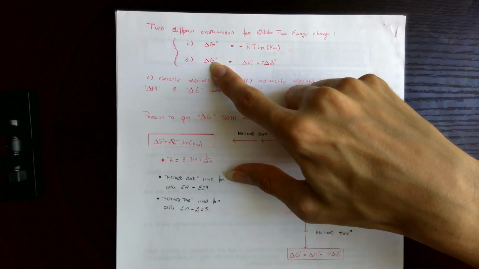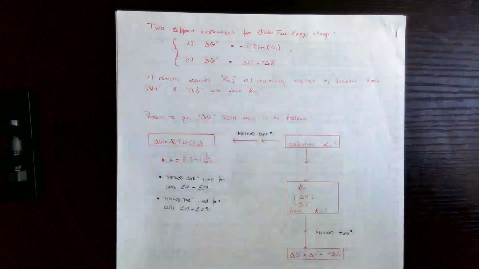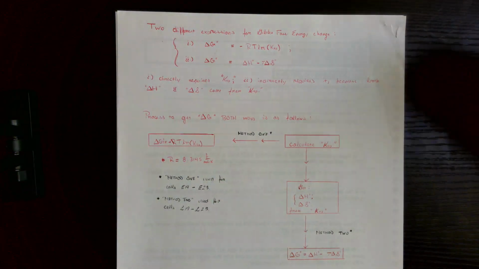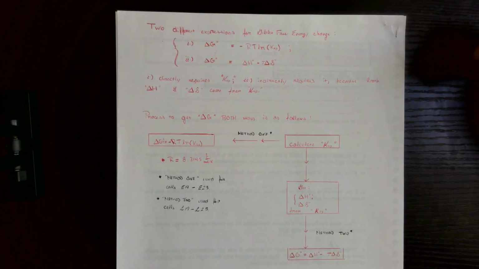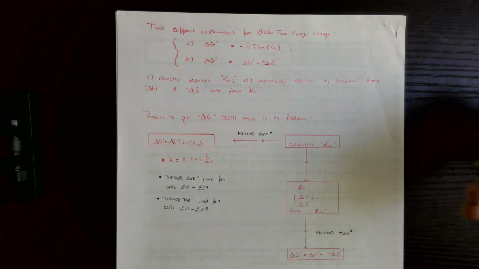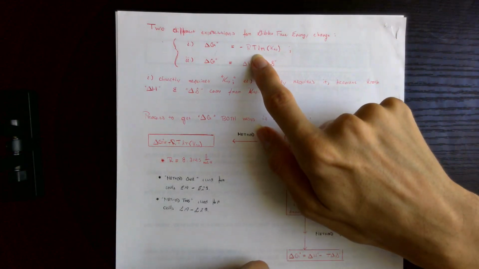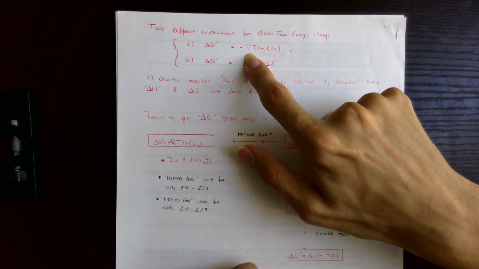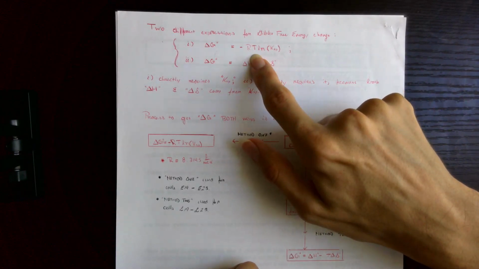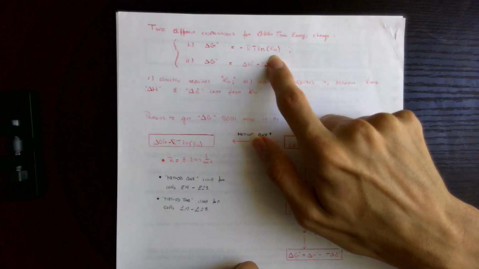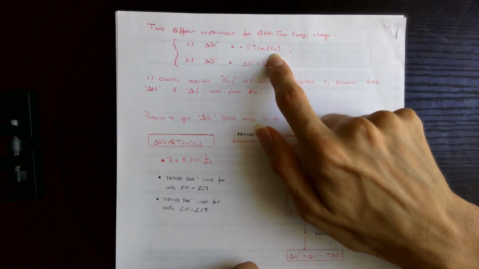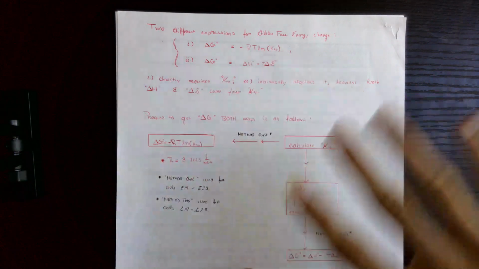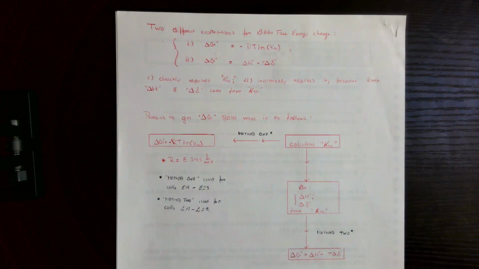There are 2 ways to calculate the Gibbs free energy change for the reaction that we're going to be dealing with. The first is negative RT ln KSP. R is just the gas constant, T is your temperature, KSP is the solubility product. And this is why I was so hardcore about solubility products, because this whole lab centers around being able to calculate and use solubility products.